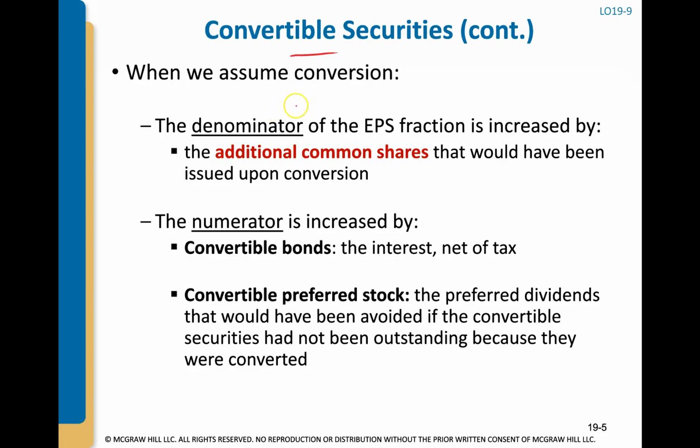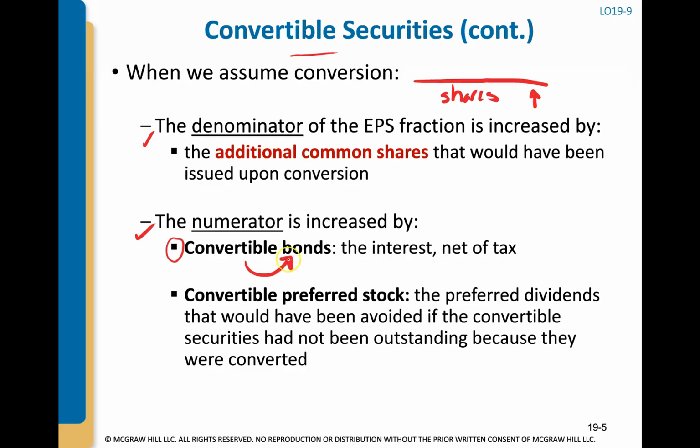So let's talk about convertible securities and how they affect the earnings per share calculation. Again, earnings per share is a fraction, and let's go through the denominator first, just because it's easier. We assume, whether it's a convertible bond or convertible preferred stock, that those bonds or stock will be converted into additional common shares. And so in our denominator, our shares will increase. Now, there are two types of convertible securities we're going to be talking about. The first one is convertible bonds.